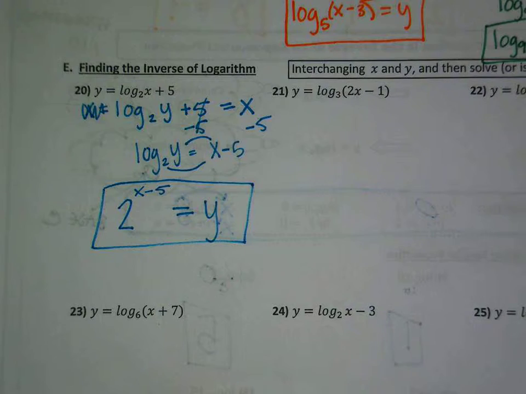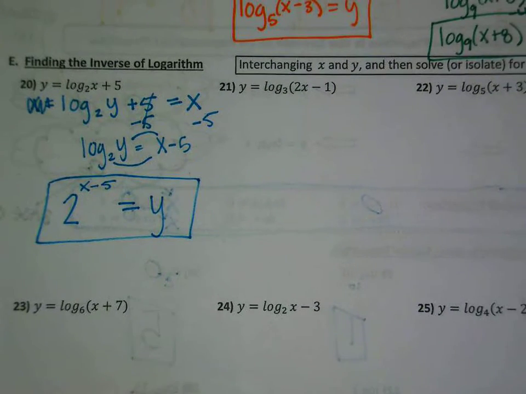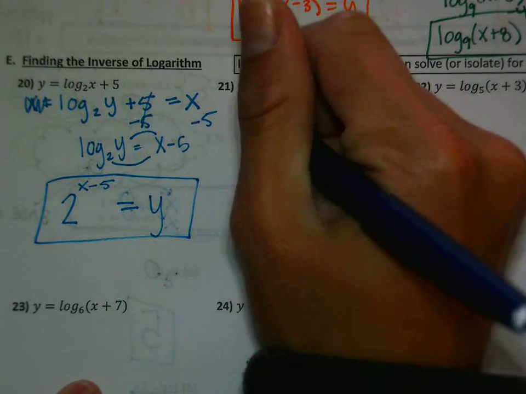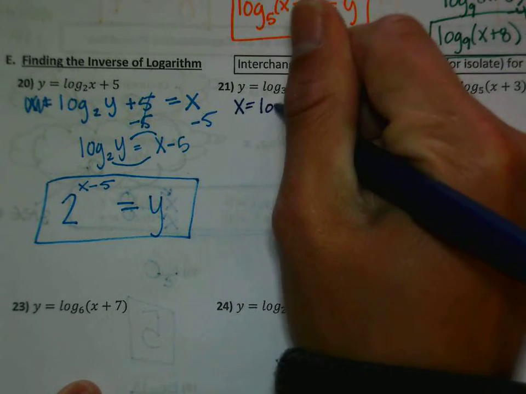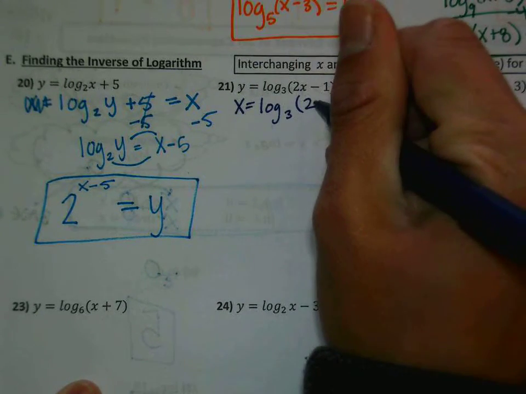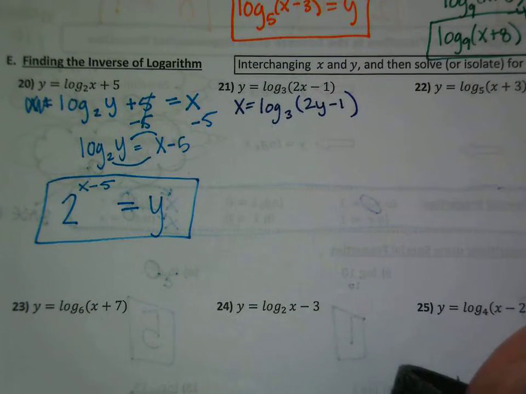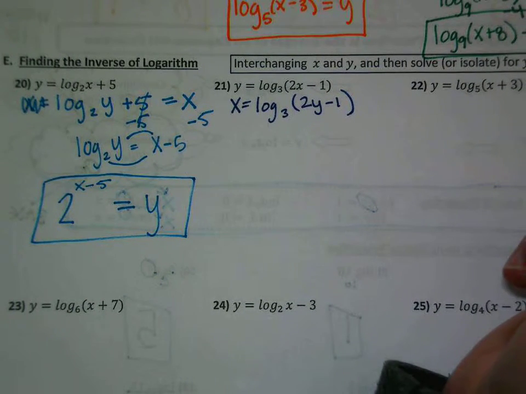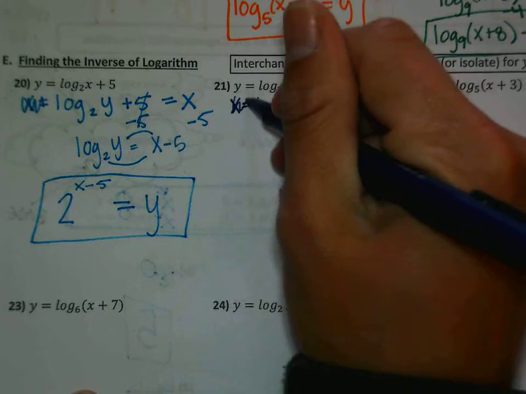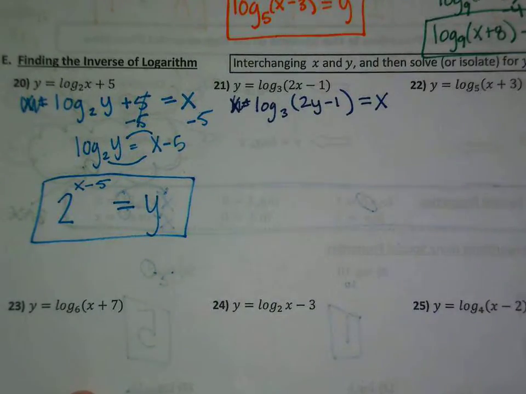That makes sense? Alright, hop over to number 21. Just 2 more. I'm just going to do 2 more. We're going to skip the other ones. Alright, this becomes an x. This becomes a y. And I'm going to move the x equals over to the other side.